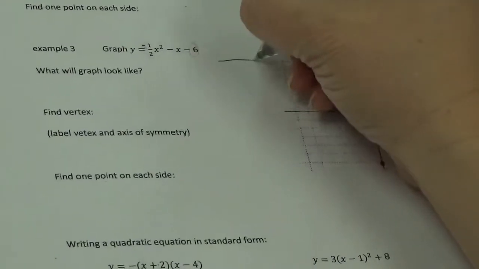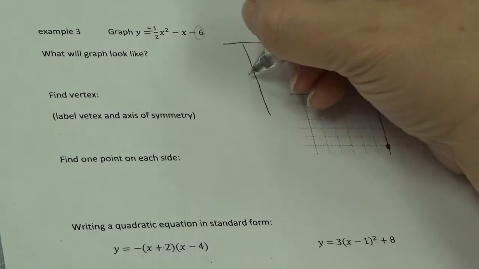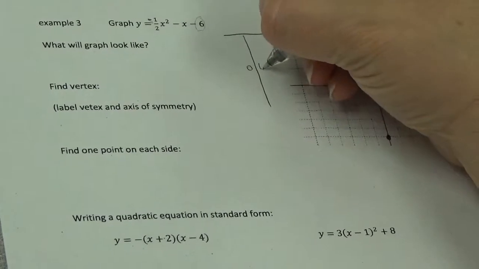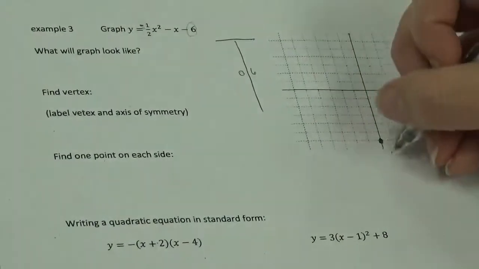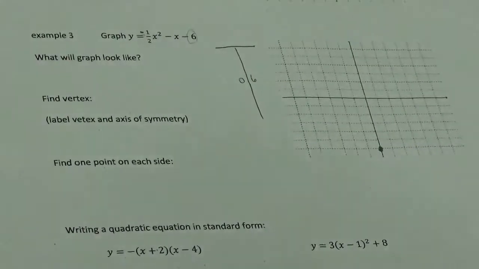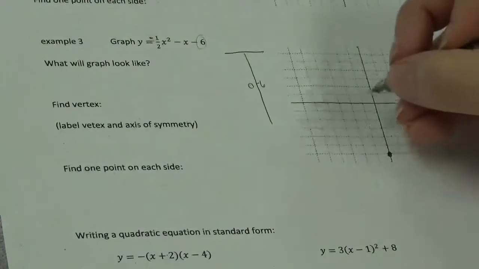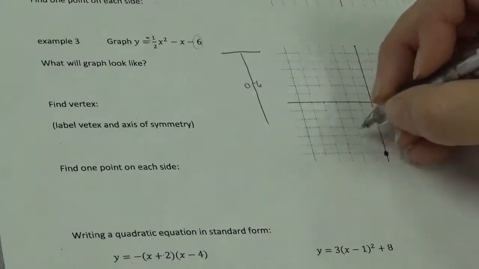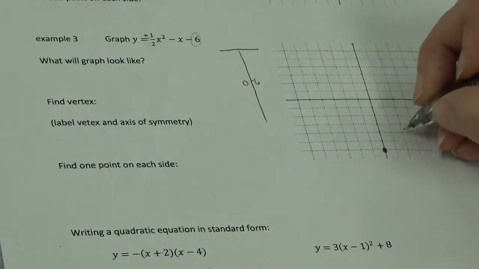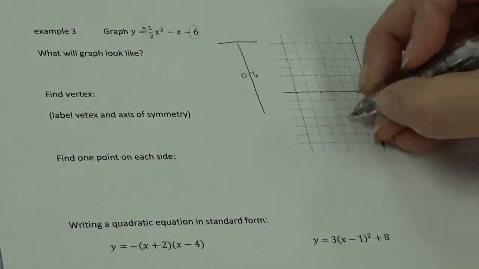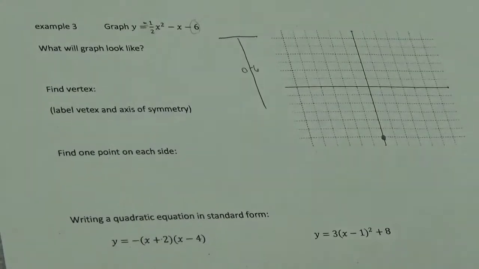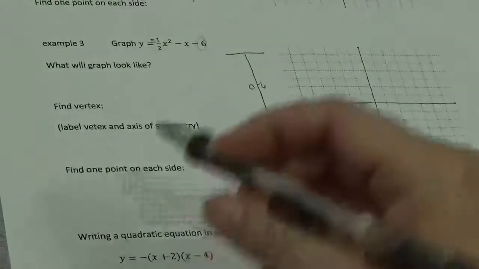And if I wanted, on my table, I could go ahead and put if x is 0, y is -6, because it's the y-intercept. I also know that this thing opens downward, so my vertex is going to be up here somewhere or up here somewhere in order for it to open downward. So the first thing I'm going to do is find my vertex.